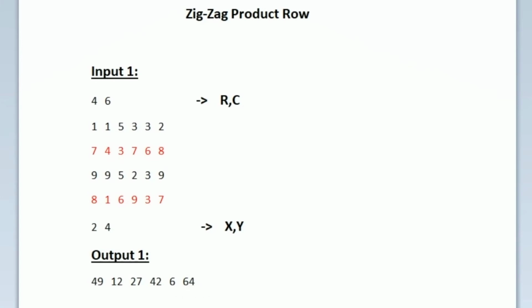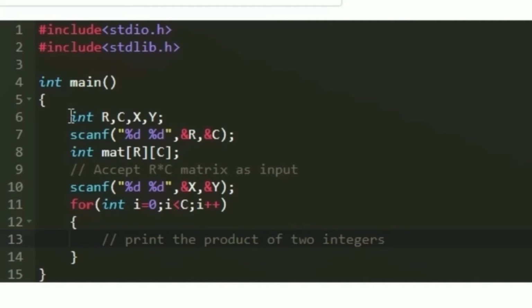So now let us see how to write a C program for this. First I am creating 4 integer variables named R, C, X and Y, and in the next line, using a scanf statement, I am accepting the values of R and C, and then I am creating a two-dimensional array named mat of size R cross C. And now we have to accept our input matrix.